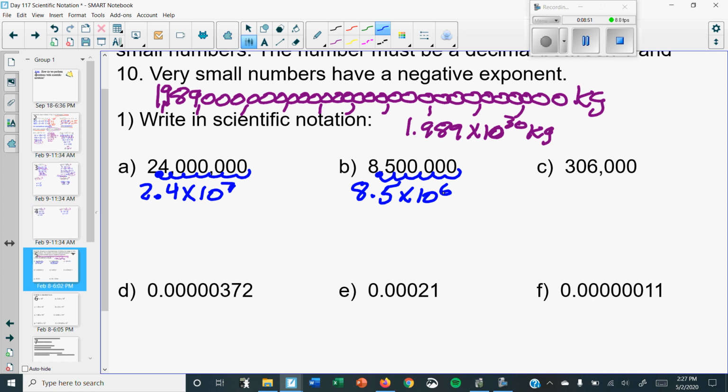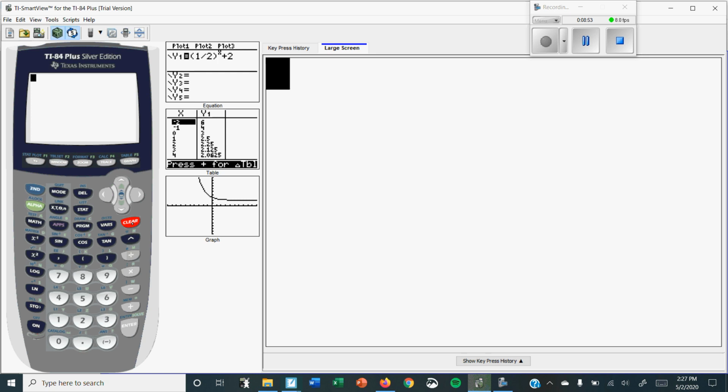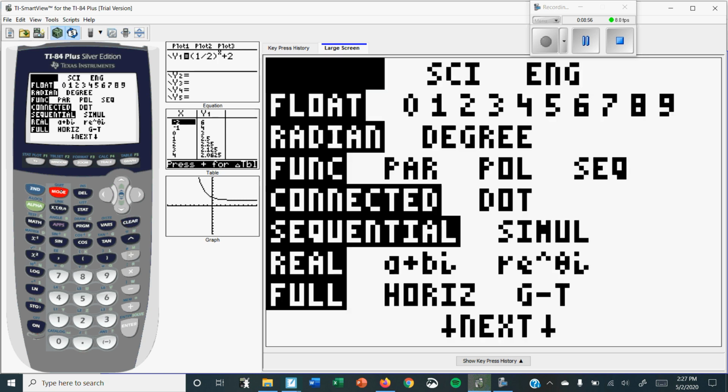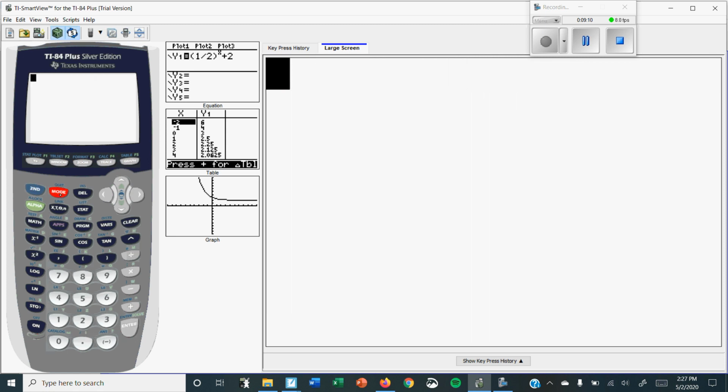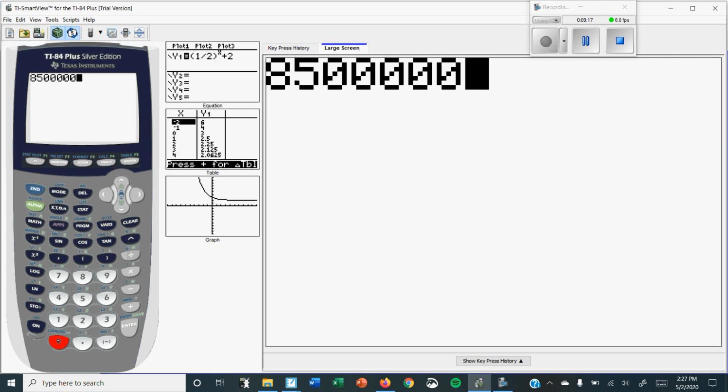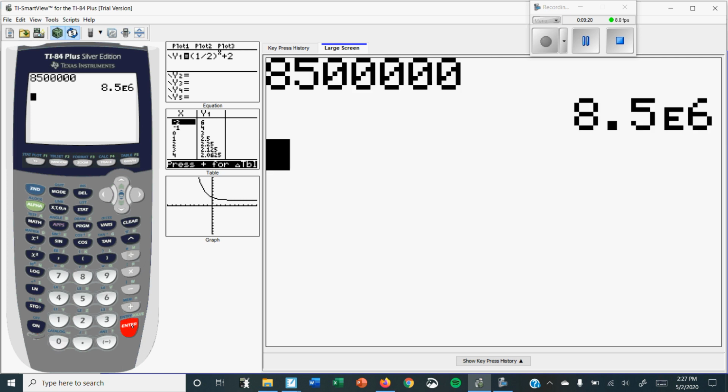Okay, but here's what's nice. On your calculator, if you go to mode, look at the first line. You see how it's blinking on normal? Look right to the right of that. You see how it says sci? What do you think that stands for? Scientific notation. So if you go over and press enter, and then press second mode, which is quit, any number you type in now will write it in scientific notation. Now it writes it in a weird way. Okay, you ready? Instead of writing times 10, for whatever reason, your calculator writes E.